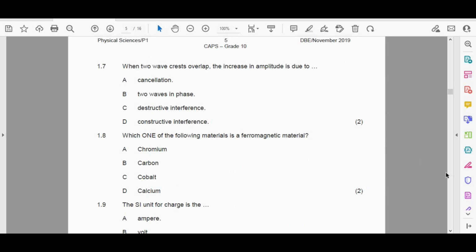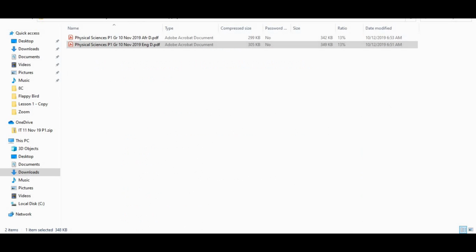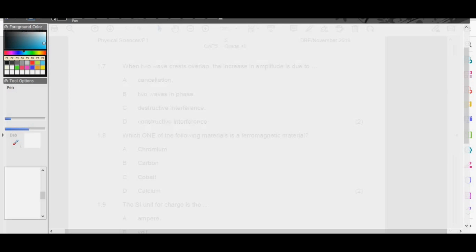Let's continue. 1.7, when two wave crests overlap, the increase in amplitude is due to, well, definitely not cancellation. Definitely not two waves in phase. That's definitely not when they overlap. So it's between C and D. Destructive, taken from the word destroy, so that looks like when something must disappear, be destroyed. But D looks like something's created. So an increase in amplitude means something new has been created. So it must be constructive interference. So 1.7 is D.